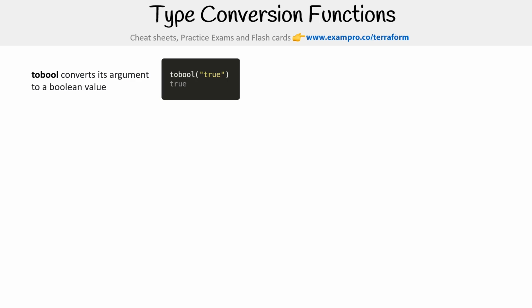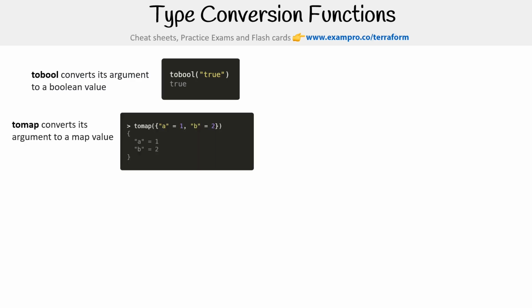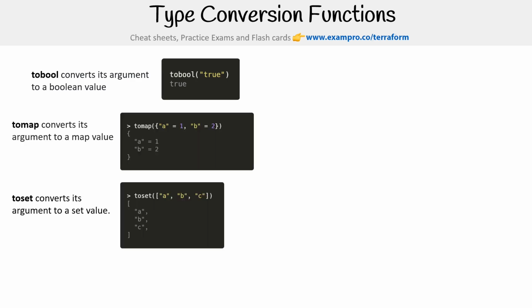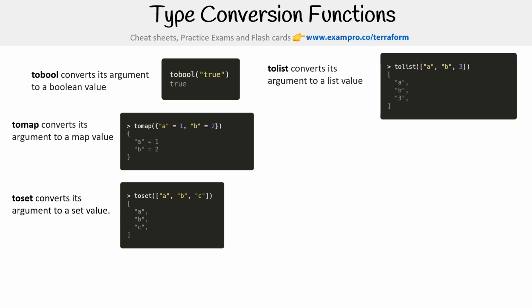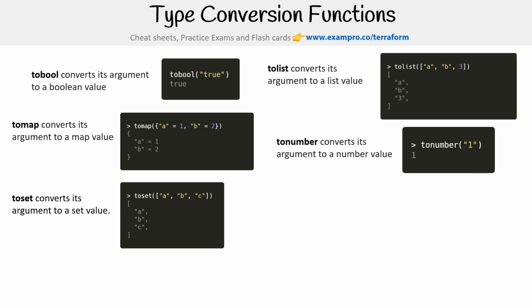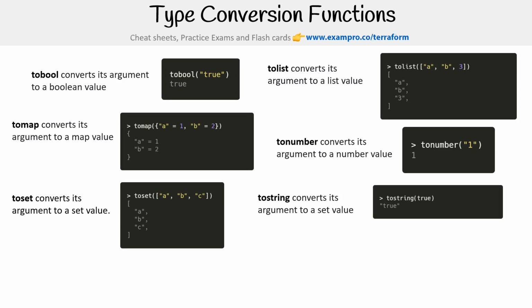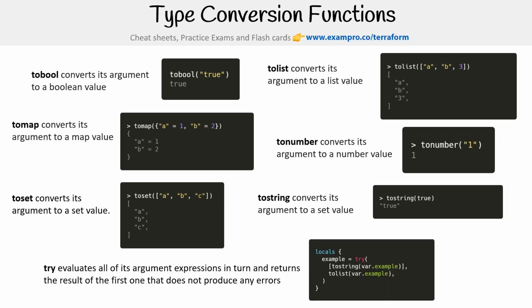We have toBool, so converts its arguments to a Boolean value. So if we have a string that's true, we can turn it into a real Boolean value. We have toMap, converts an argument to a map value. ToSet, converts it to a set. ToList, converts it to a list. ToNumber, converts it to a number. ToString, converts it to a string. And then last we have is try, so evaluates all of its arguments, expressions in turn, and returns the result of the first one that does not produce any errors.